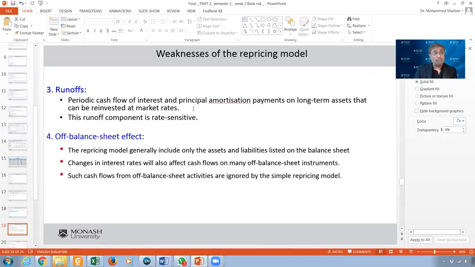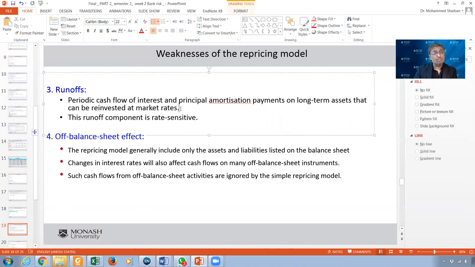So the runoff component is rate sensitive, which means the periodic cash flows of interest and principal amortization payments on long-term assets can be reinvested at market rates. They don't take this into consideration. They just take the loan, whether it's 20 years, 5 years, or 3 years. Whatever is happening inside, it doesn't take care of that.